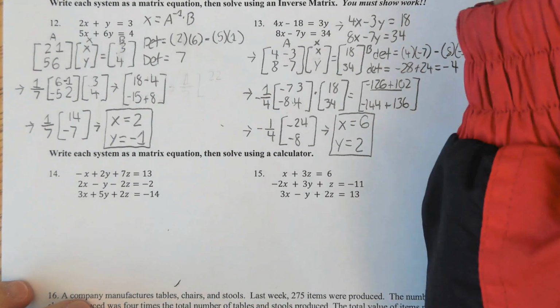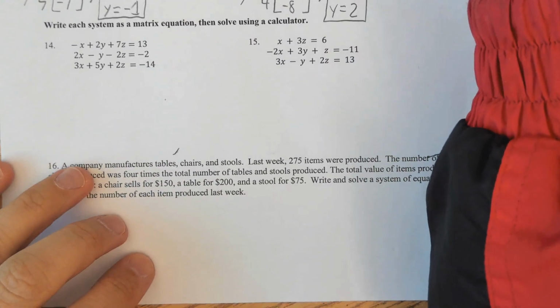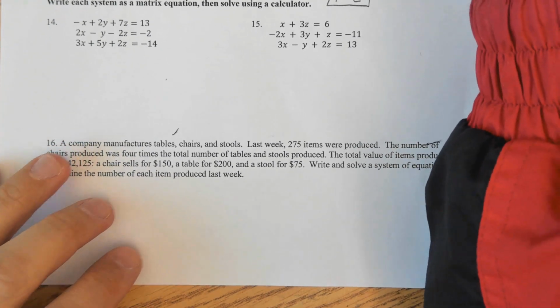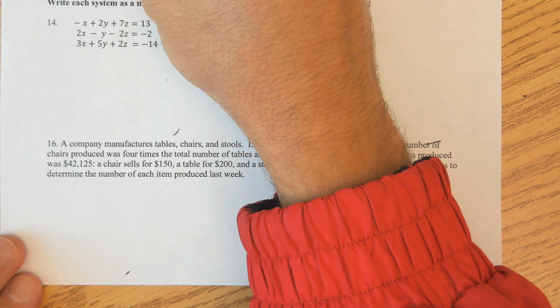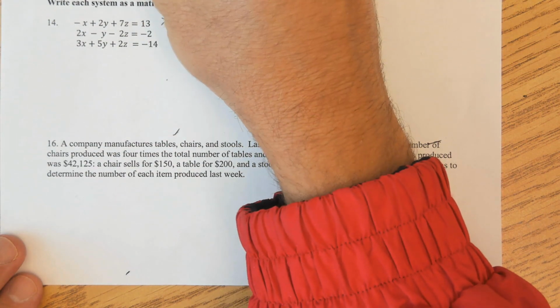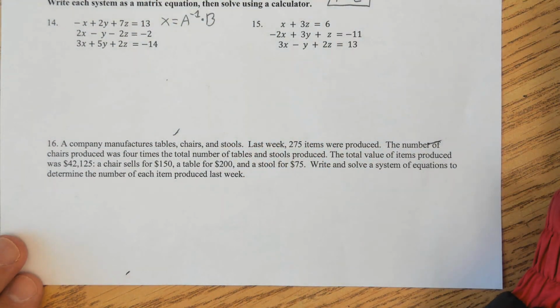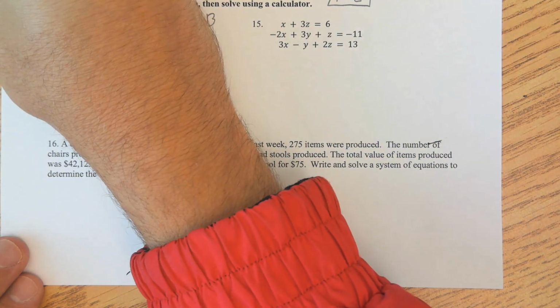All right, 14, 15. Now this is where we have to use our calculator. So first off, let's write a matrix equation, and then I will show you steps again. Again, remember, x equals A inverse times B again whenever we're solving for a system. So let's go ahead, let's write our matrix equation here.